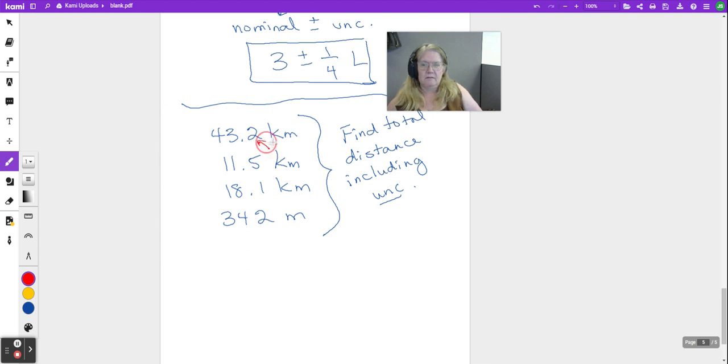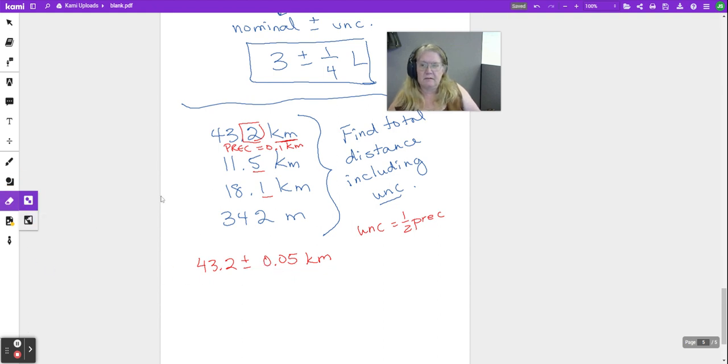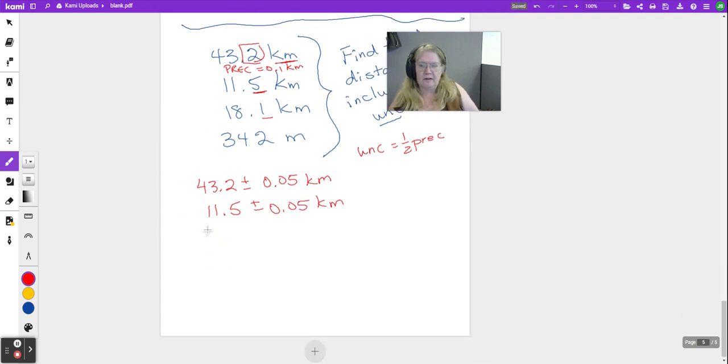All right, this one, and you can't think uncertainty without starting with precision, right? This is one decimal place in kilometers. So the precision is 0.1 of a kilometer. Same for this one, same for this one. So I really have 43.2 plus or minus something. If precision is 0.1 of a kilometer, uncertainty is half of precision. Half of 0.1 is 0.05. So there's that first measurement with its uncertainty. Second measurement, precision is 0.1. Uncertainty is half of that. Third measurement, 18.1. Precision is 0.1. Uncertainty is half of that. Those three are easy.